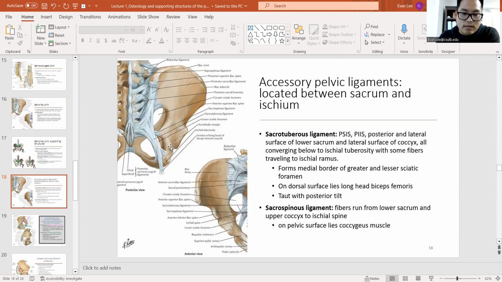you also have a sacrospinous ligament as well. So the sacrospinous ligament, that's going to be over here, which goes from the sacrum to the ischial spine. So this sacrotuberous ligament is actually bigger than it seems, though. It goes from the sacrum to the tuberosity, but also it comes kind of like all the way up here from the posterior superior iliac spine and inferior superior iliac spine down to the sacrum and then to the tuberosity.